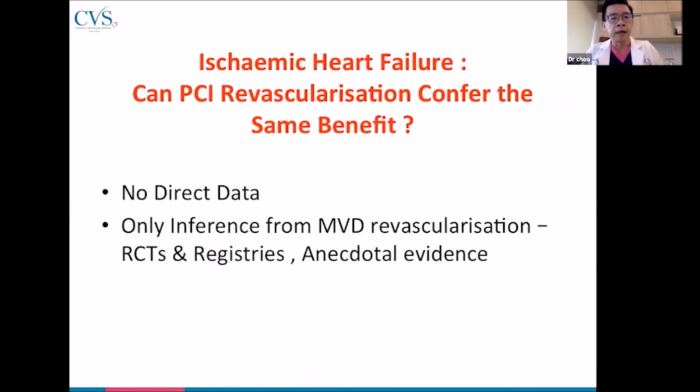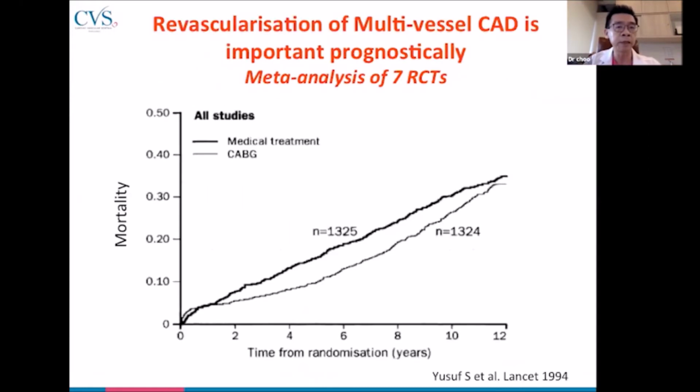So now we have to ask: we have shown in the STICH trial that CABG is useful for ischemic heart failure. Can PCI do the same? Unfortunately, there's no direct data looking at this group of patients. We can only infer from data on multivessel disease revascularization, from RCTs, registries, and anecdotal evidence.